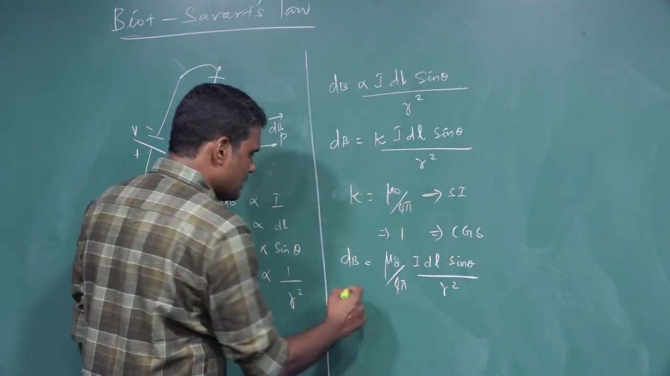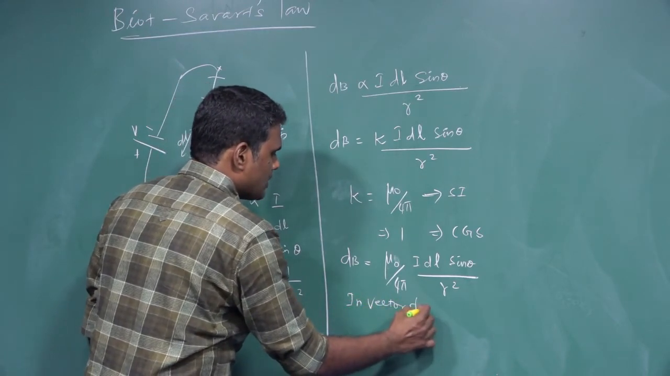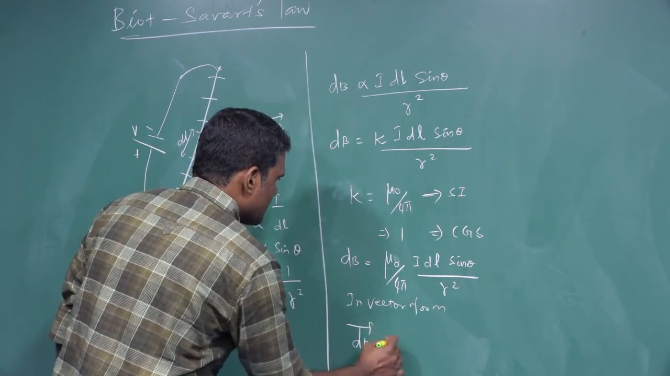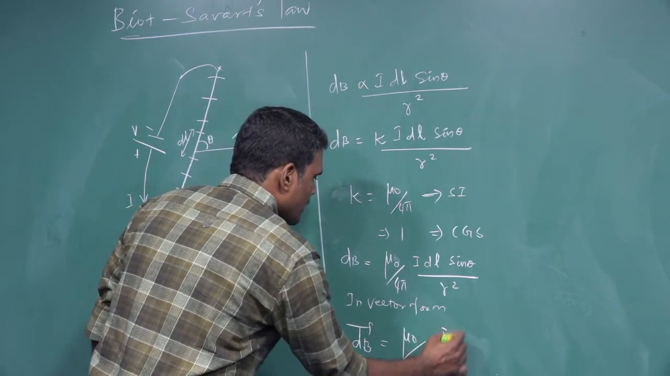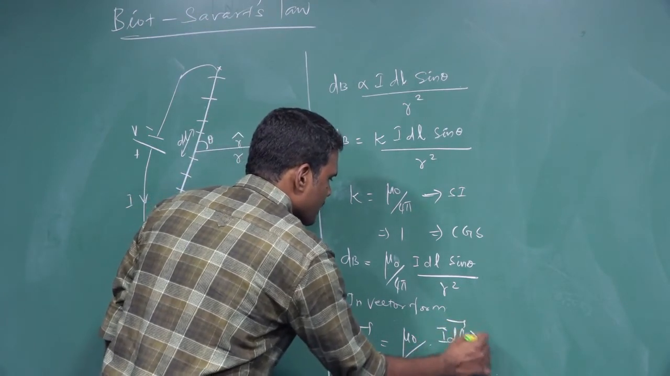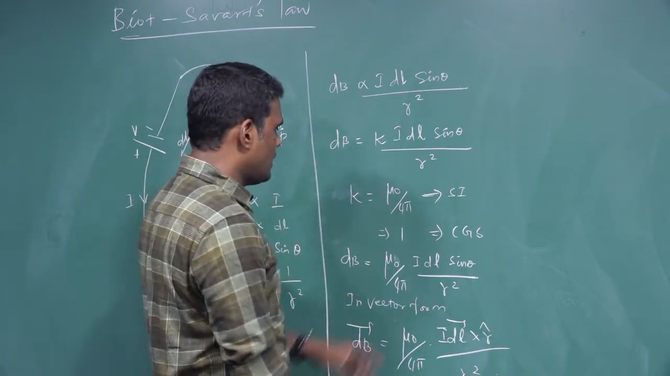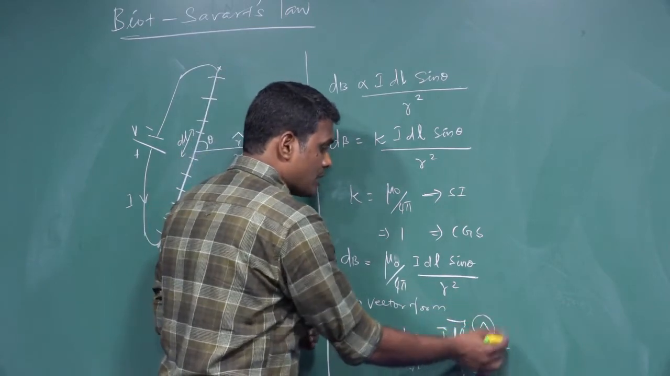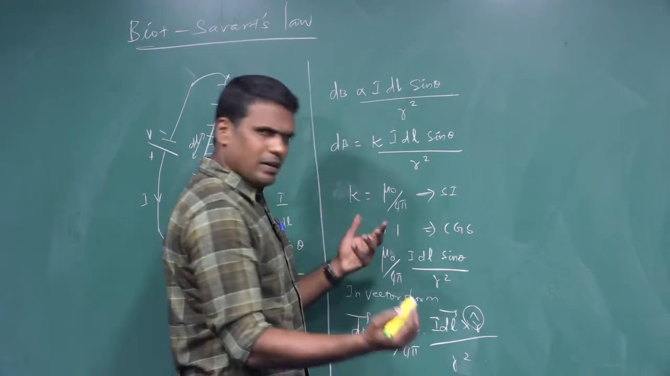This can be expressed in terms of vector notation. In vector form, I can represent dB vector is equal to mu naught divided by 4 pi I into dl vector cross r cap divided by r square. See this one? I dl sine theta. So I am bringing out a unit vector here, r cap. So if I am taking a product with the unit vector, simply I can represent it.